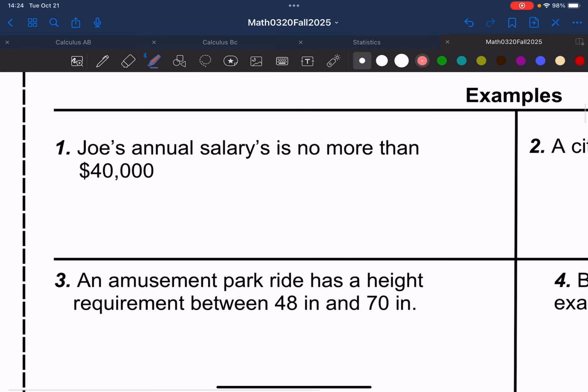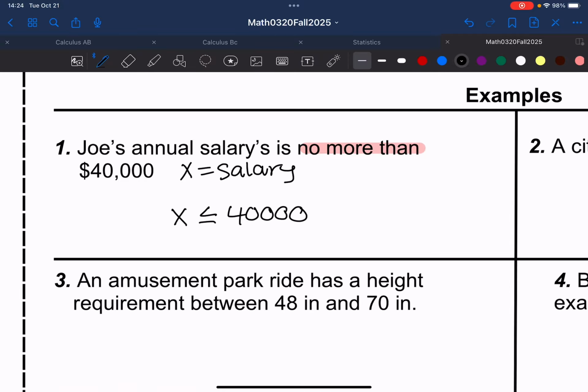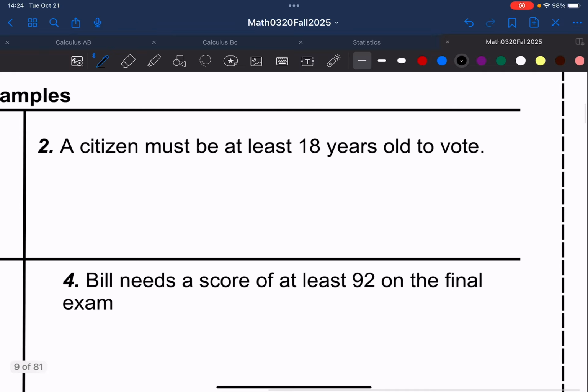One says Joe's annual salary is no more than $40,000. No more than means we're going to use less than or equal to. But I have to identify a variable. So I'm going to say x is equal to salary, which means Joe's salary has to be less than or equal to $40,000, which means he cannot make more than $40,000. Two says a citizen must be at least 18 years old to vote. So let x equal the age of the citizen, and at least means it has to be greater than or equal to. So this is x greater than or equal to 18.